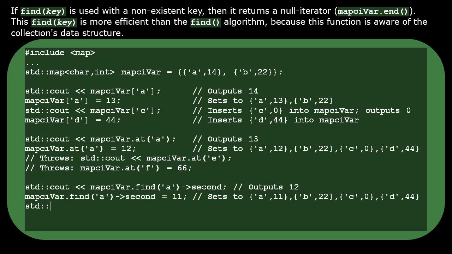If the find function is being passed a key that doesn't exist in any of the map's items, then the find function returns a null iterator. This find function is more efficient than STL's find algorithm because this find function is aware of the collection's data structure.